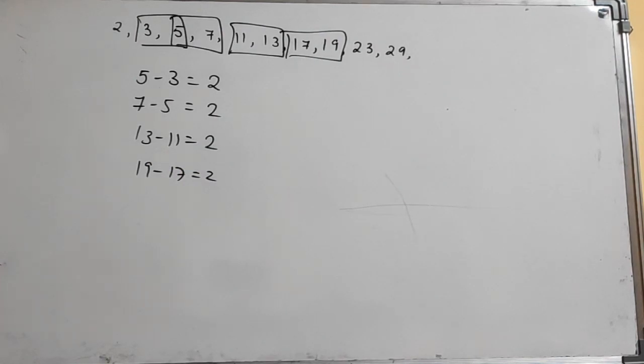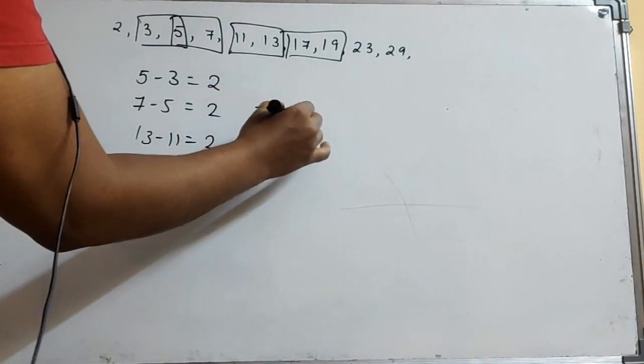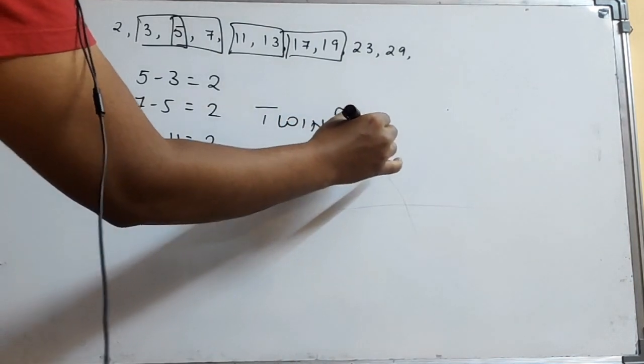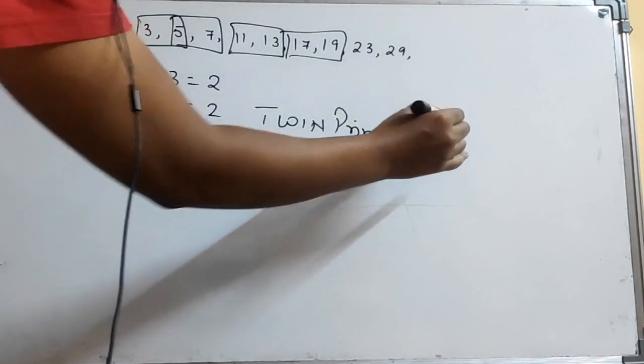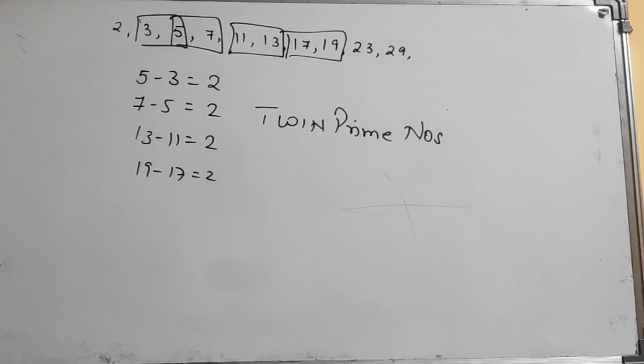So the prime numbers which have a difference of 2 between them are called twin prime numbers. So what are twin prime numbers? The twin prime numbers are those prime numbers where the distance between the two prime numbers is 2. Understanding?